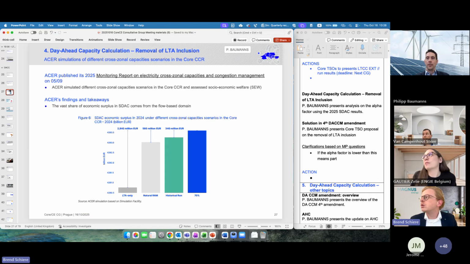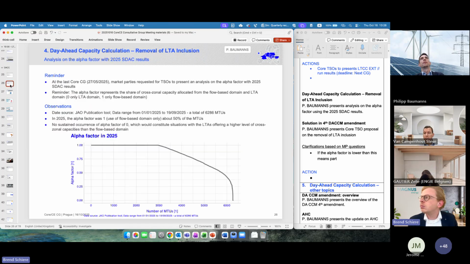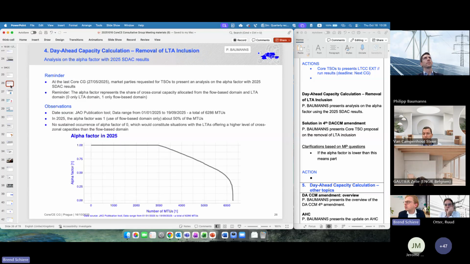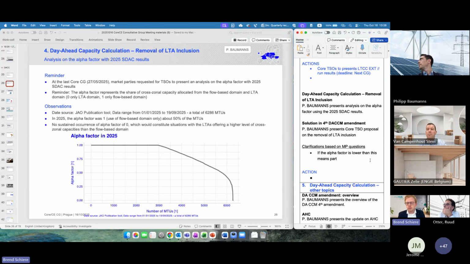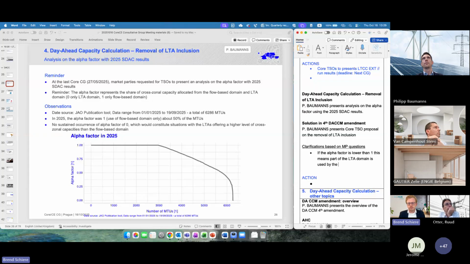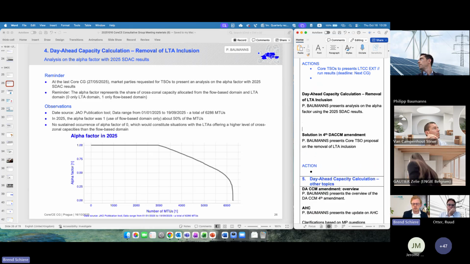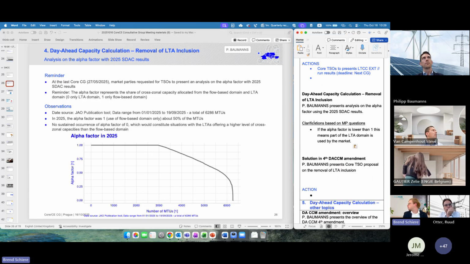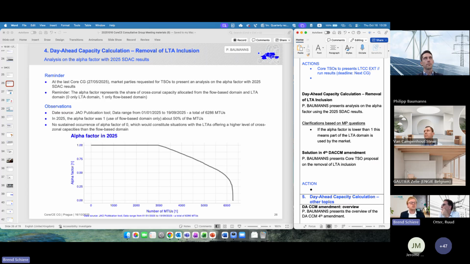I think it's also important, you look at the number of hours, but if you look at the number of target specific hours, then you will see that it's a different picture. On the side where the market actually needs it, the alpha factor tends to be very rare nowadays at 1.